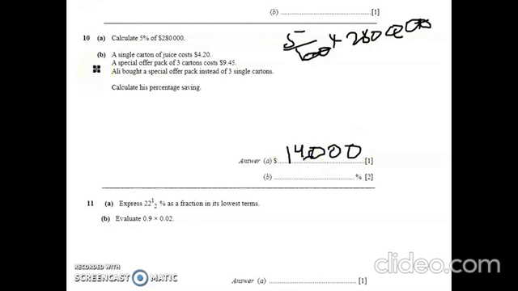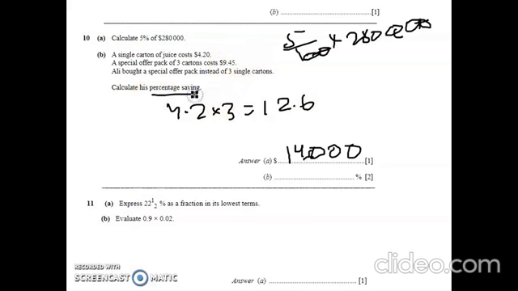Okay, a single carton of juice costs 4.2. A special offer pack of 3 cartons costs 9.45. Ali bought a special offer pack. Calculate his percentage of saving. First we will find how much he would have had to pay if he had bought the cartons separately. A single carton costs 4.2, so 4.2 multiplied by 3 is 12.6.